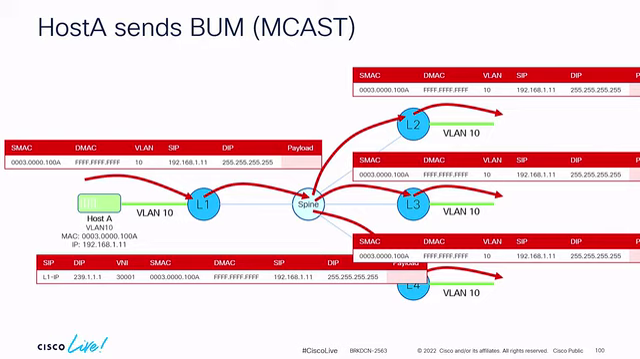What type of route is this in EVPN? There is no route in EVPN. This is PIM, underlay multicast. There is no EVPN involved here.